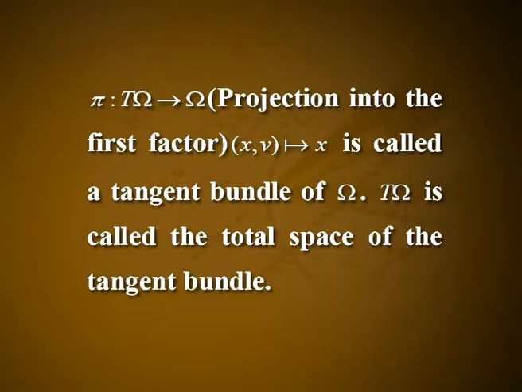Thus TΩ is an open subset of R^d × R^d, hence in particular a differentiable manifold. π from TΩ to Ω, that is a projection onto the first factor where (x, v) goes to x, is called the tangent bundle of Ω. TΩ is called the total space of the tangent bundle.